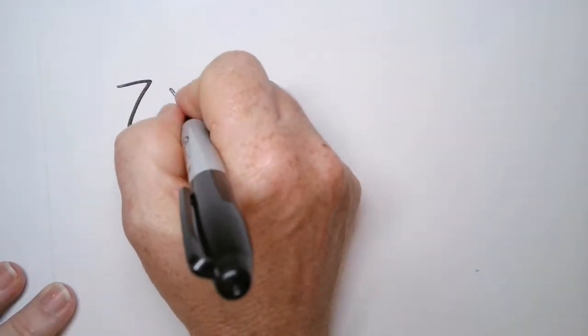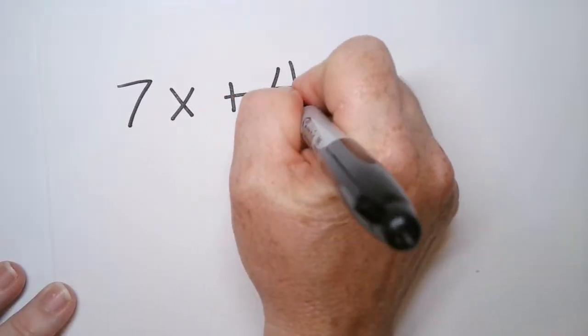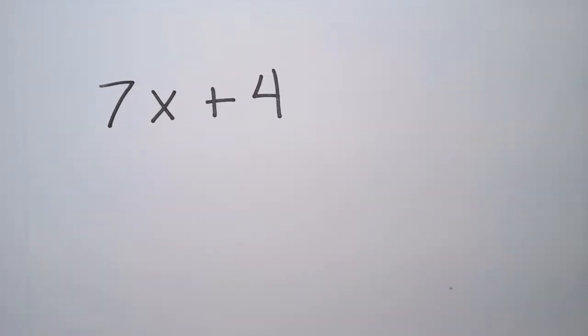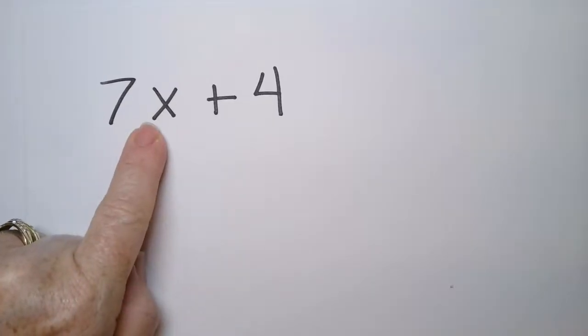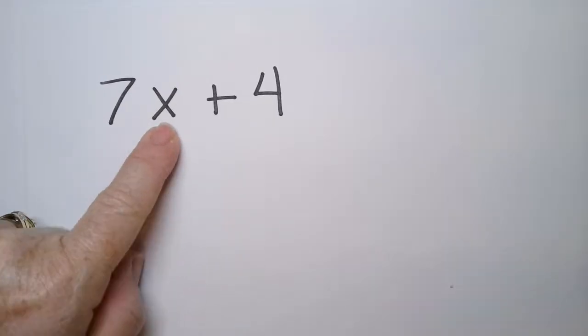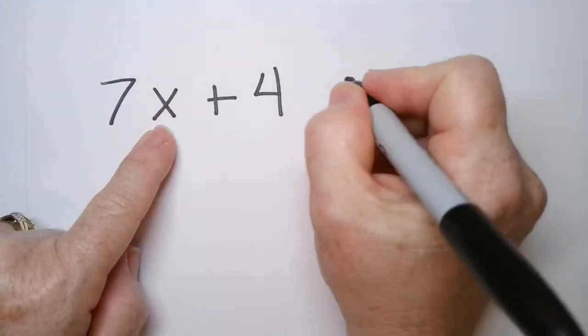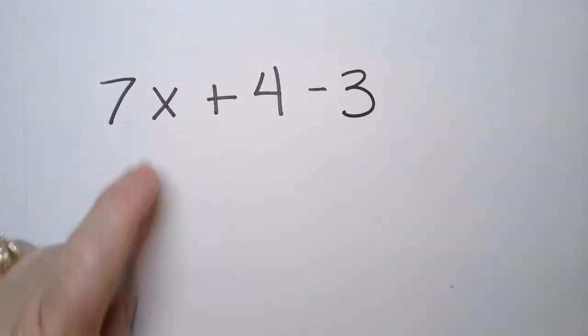If I said 7x plus 4, could you combine the 7 and the 4 together? No, because you don't know what the x is, right? That could be a 9, that could be a 1, who knows, right? So that's going to change the answer. But what if I put a minus 3 here? Can you simplify this?